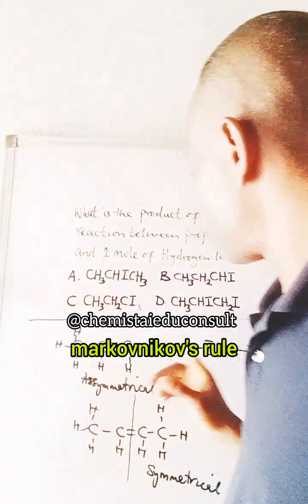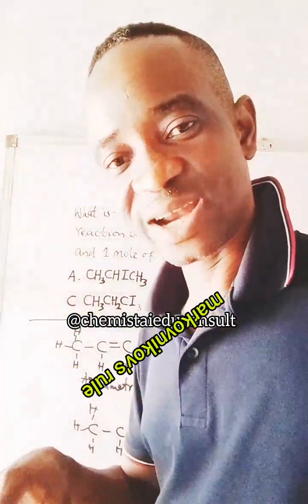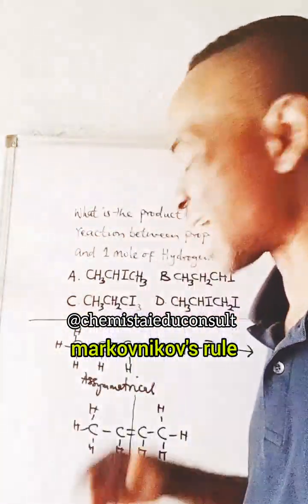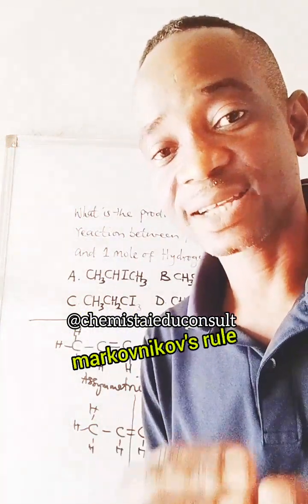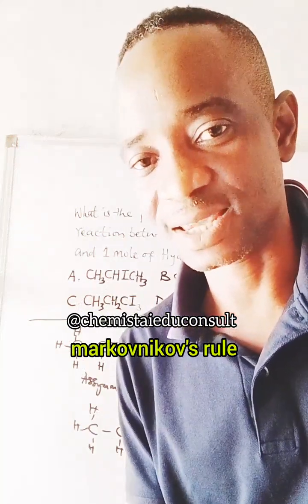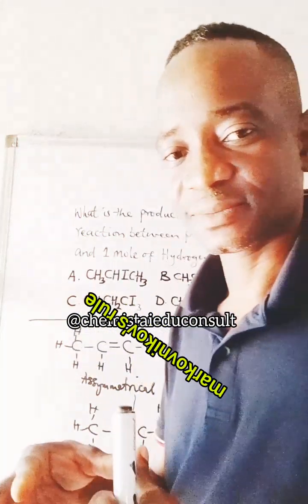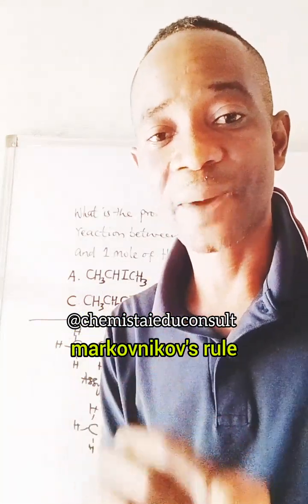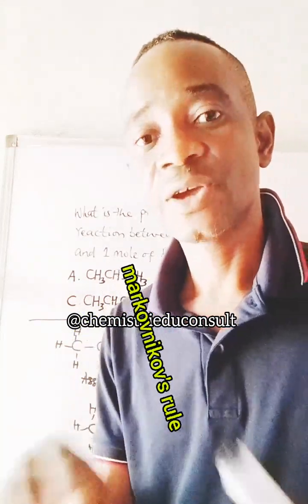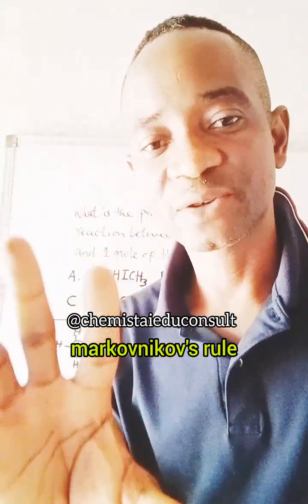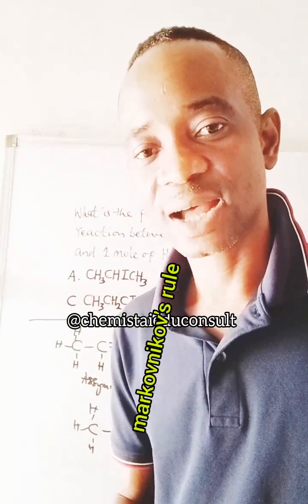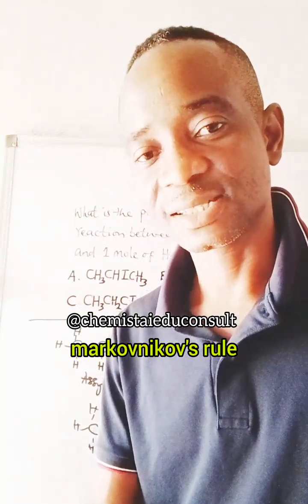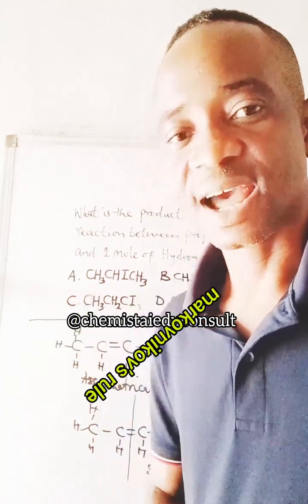And the law known as Markovnikov's rule explains where the hydrogen atom goes when the hydrogen halide reacts with asymmetrical alkene. So Markovnikov's rule states that when there is an addition reaction between an asymmetrical alkene and hydrogen halide, the hydrogen part of the hydrogen halide attaches itself to the carbon that has more hydrogen atoms, while the halogen part of the hydrogen halide attaches itself to the carbon that has less hydrogen.